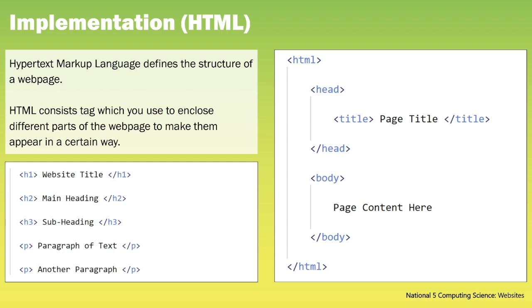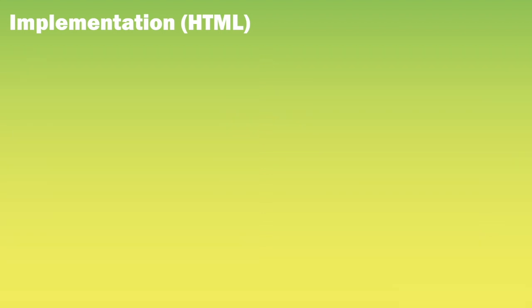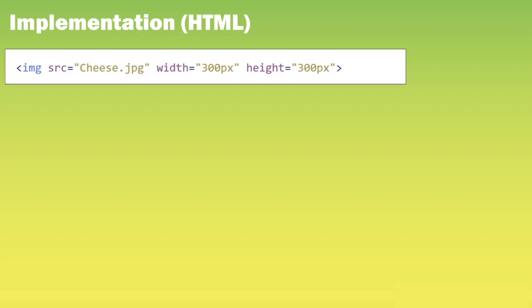The paragraph tag is used to format paragraphs. To insert images, we use the IMG tag. Within the IMG tag, we specify the source of the image. We can also, if we wish, specify the width and the height of the image.